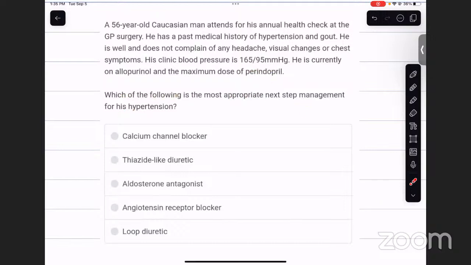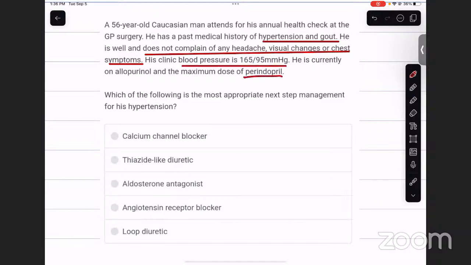So here, the important points in this scenario are hypertension and gout as past medical history, but there are no urgent indications to reduce blood pressure. That means there is no target organ damage, and the current blood pressure is already on ACEI. Which of the following is the most appropriate next step management for his hypertension?